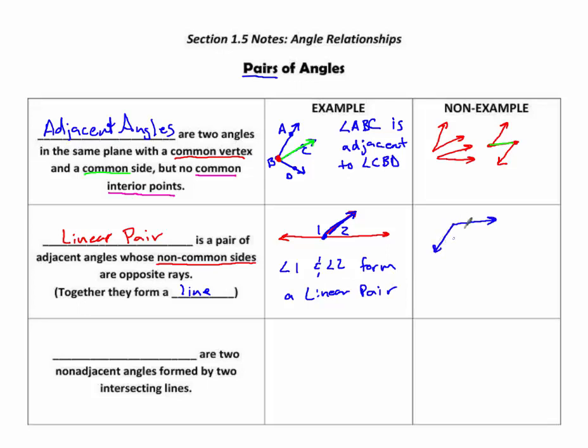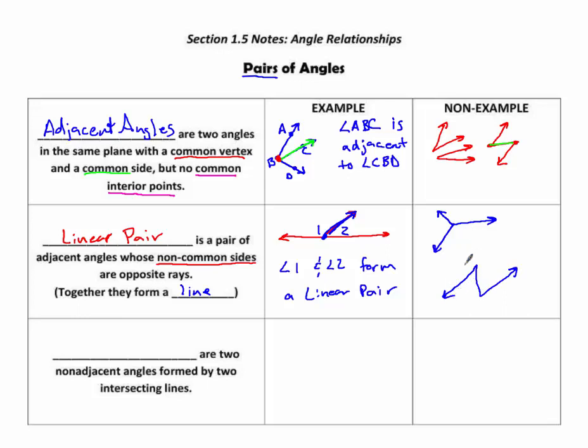Again, some non-examples. If you had a set of angles like this, they're adjacent angles. They have the common vertex, they have the common side, but their non-common sides here and here are not opposite rays. They don't make a line. And again, the lightning bolt kind of thing also doesn't work.